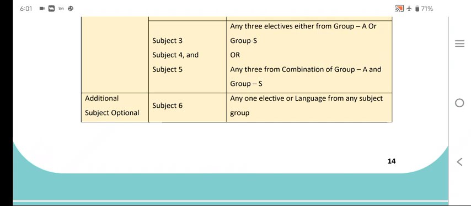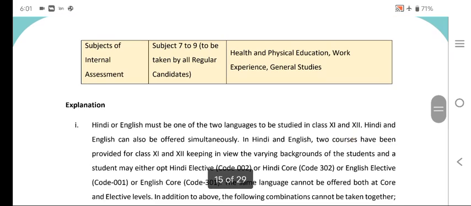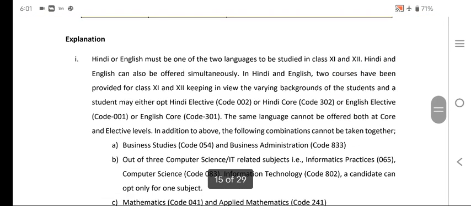So a language option has been given by the CBSE now. The three-languages formula has been adopted here. You can take 3 languages as well. And as you already know, Hindi and English must be one of the 2 languages studied in classes 11 and 12. Hindi and English can also be offered simultaneously.